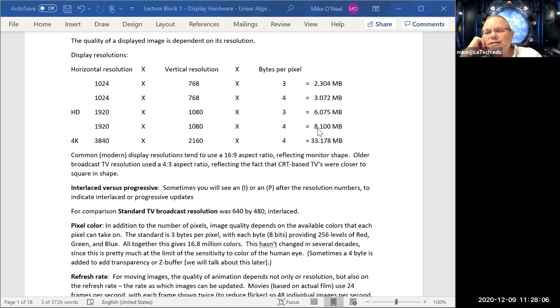You greedy gamers want 60 frames a second, right? You guys are such prima donnas. You guys get upset if the frame rate falls below 60, like you can really see it.